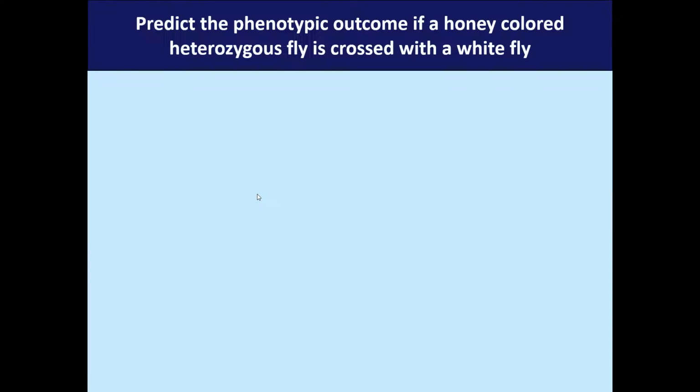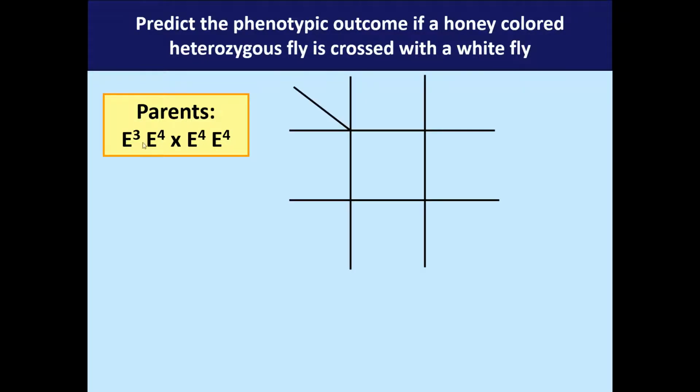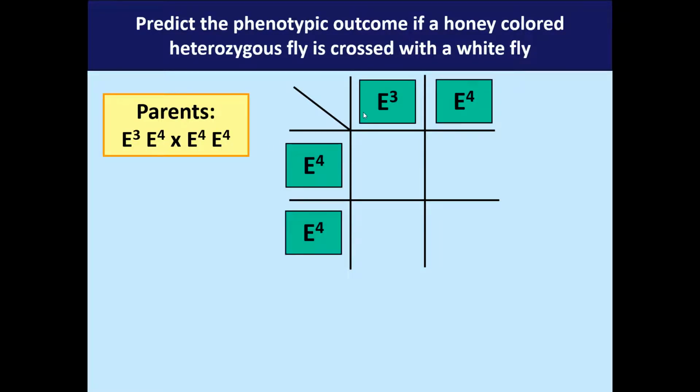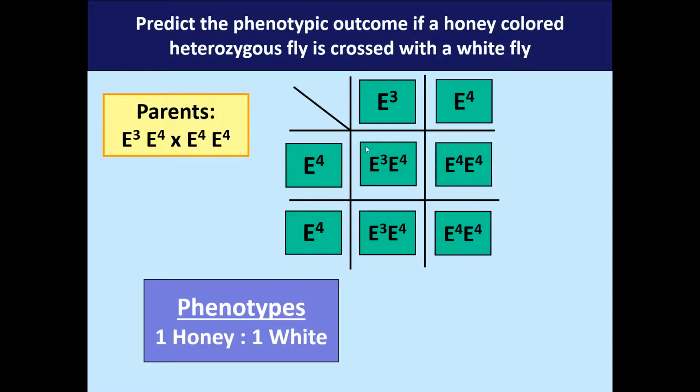Let's try a problem. Predict the phenotypic outcomes if a honey-colored heterozygous fly is crossed with a white fly. So we'll put the gametes for these parents into the Punnett square. So E3, E4 on one side, E4, E4 on the other side. And we see their offspring are either going to be honey or white.